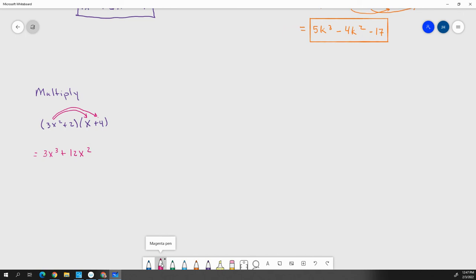So I'm going to move on to the 2 now, and I'm going to go 2 times x. Well, that equals plus 2x. Then I'm going to go 2 times 4. Well, that is plus 8. Now, the only thing we would have left to do would be to write this in standard form, but the way ours happened to play out, we are already in standard form, right? We have 3x cubed, x squared, x, constant. It's already in descending order. And so this would be our final answer on this problem.